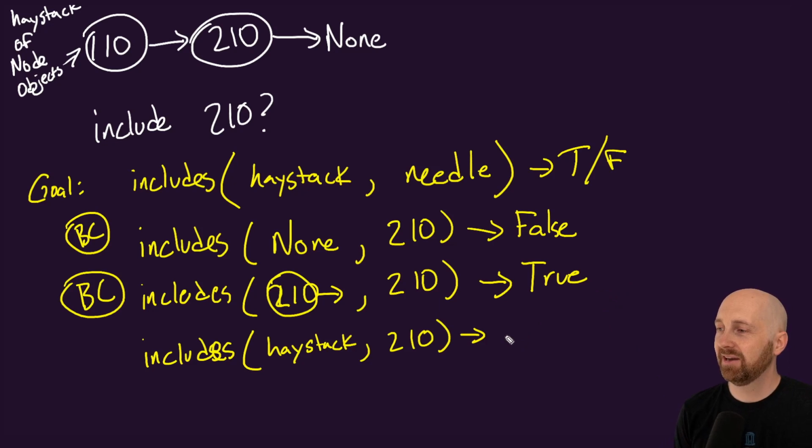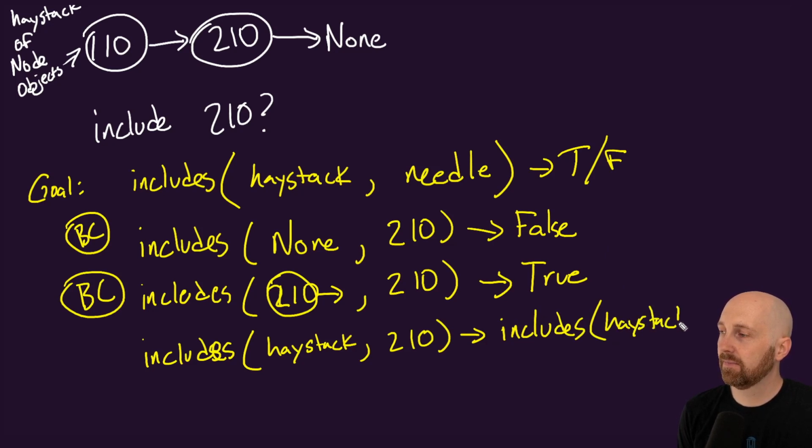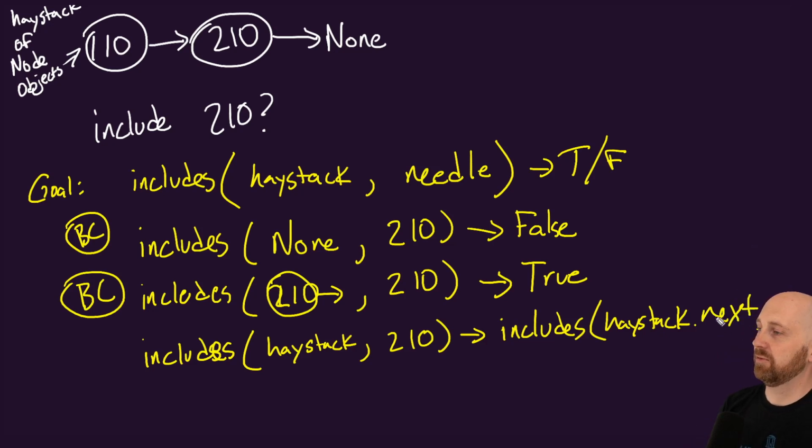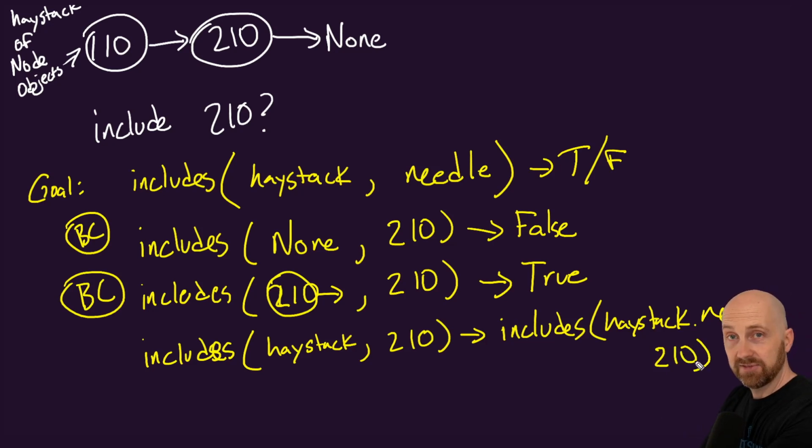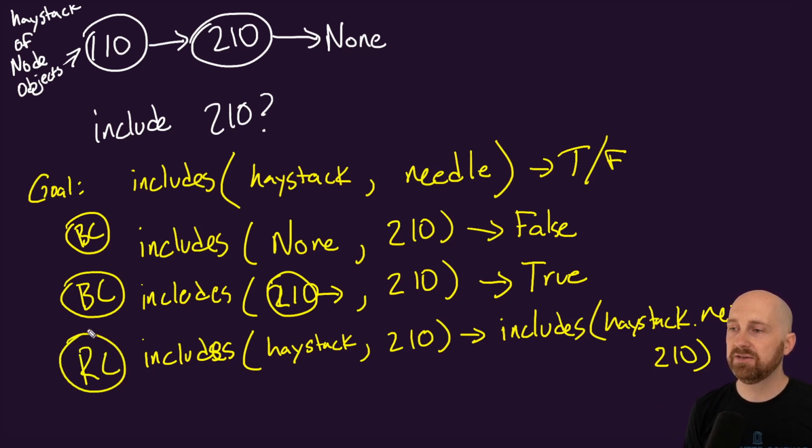We're going to be lazy here and say, okay, maybe check the next value in the list using the exact same process. So includes, and then haystack.next. And I'm going to run out of space here, so I'm just going to wrap around and say haystack.next and 210, right? So check the rest of the list for the value 210. And this is our recursive case, right?